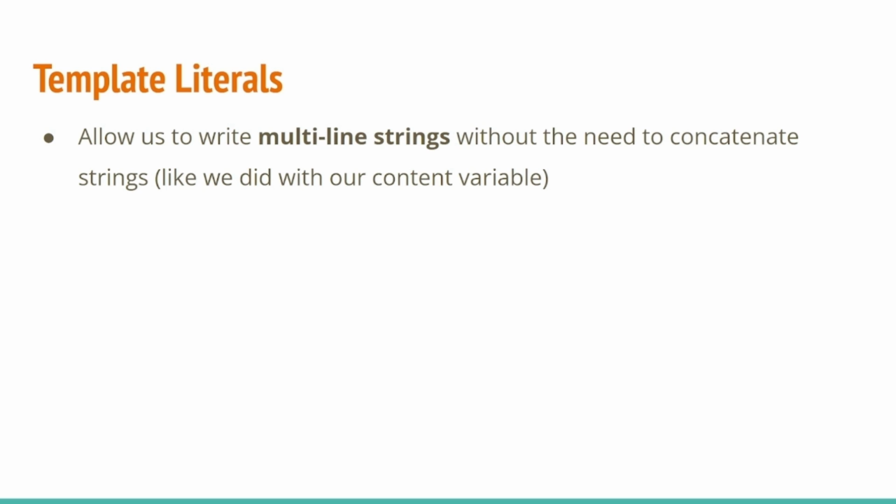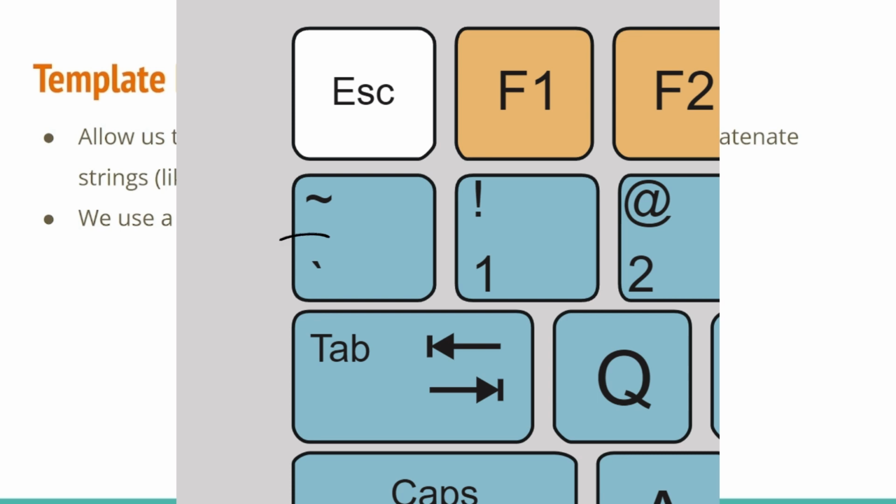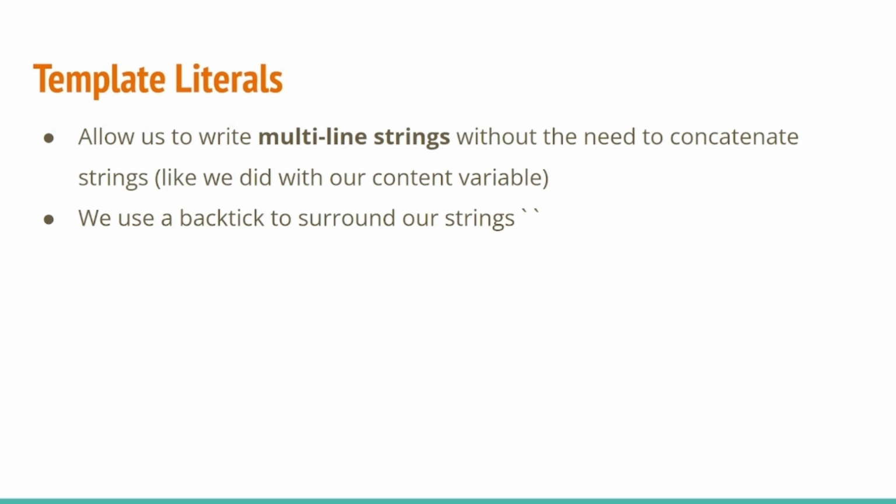To transform our content variable into a template literal instead, we will need to surround it with backticks. And what that does is it removes the need to use the plus signs to concatenate our strings. We can just write the HTML code within these backticks and it would function just the same. This is what the backtick icon looks like. On my keyboard, it is found just below the escape button. You will need to look at your keyboard and see if you can locate this icon.